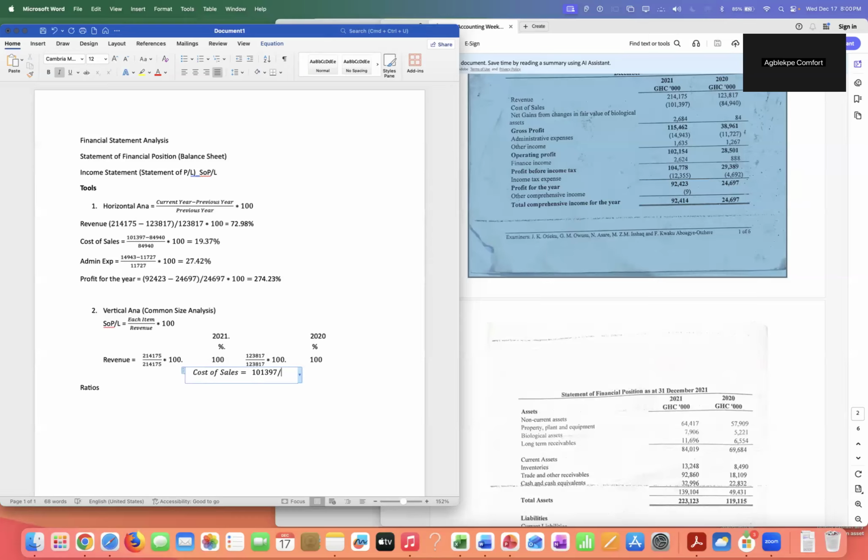The same number? Are you sure? No, revenue. This is the formula. It is cost of sales divided by revenue. Revenue amount. Divided by revenue times 100. Is that not so? Yes. Okay? So what do we get for 2021?